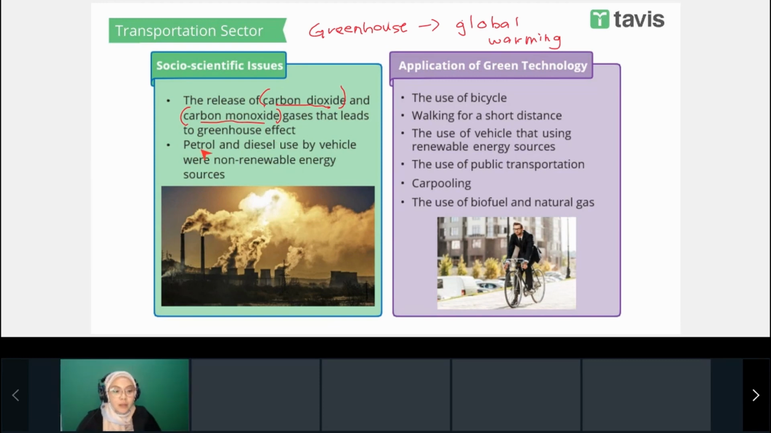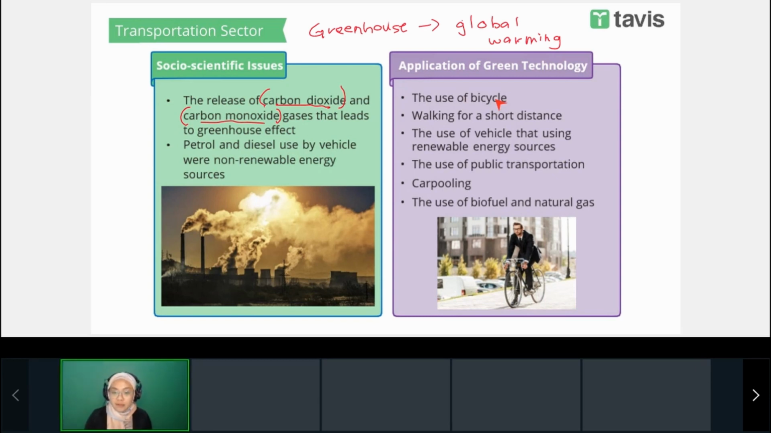Okay. The second socio-scientific issue is the usage of petrol and diesel. We know that petrol and diesel, one day, will not be there anymore. We're going to have no petrol and no diesel. So how do we overcome that? We need to make a new source by using renewable energy. To overcome this kind of socio-scientific issue in the transportation sector, we can use a bicycle.